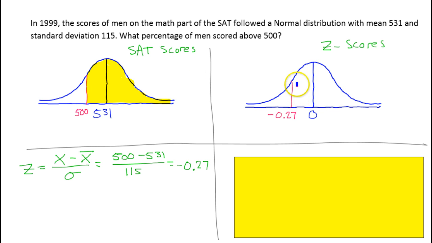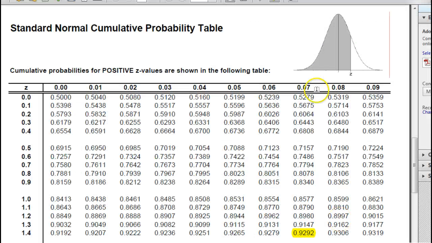Anyway, our next job is to figure out what percentage of the z-scores are greater than negative 0.27. Our z-score table, unfortunately, is not set up to give us percentages to the right of a value. Look at this little picture here. All of these numbers on the chart are percentages to the left of any z-score, not the right. So we have to be careful.